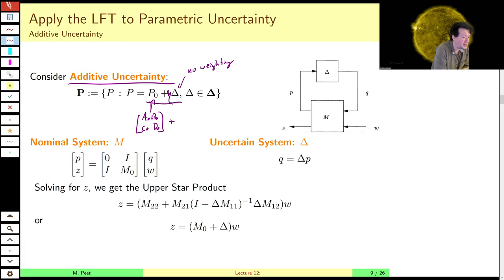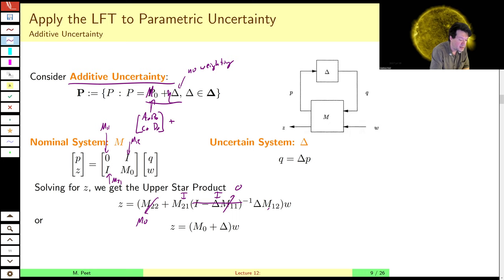In any case, for this class of additive uncertainty, I should make that M naught. If we choose our four matrices in this way, this was M11, M12, M21, sorry, these are P's really, then if we close the loop on this upper feedback interconnection and get the upper star product, M22 goes to zero, M12 becomes identity, M11 goes to the nominal system, and this goes to zero. So this all just becomes identity. There's the delta there, and this is identity.